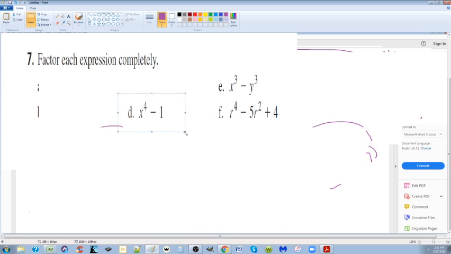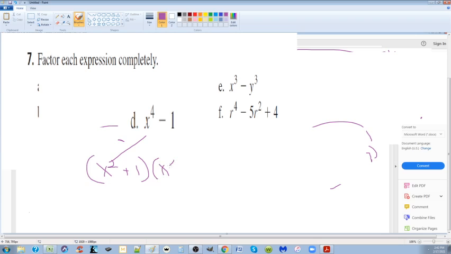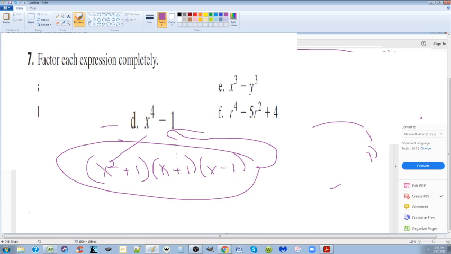Okay, and you might say, oh, that doesn't have anything. Yep, the square root of x to the 4 is x to the 2. So it's x to the 2 plus 1 times x to the 2 minus 1. And don't stop there, because we have another difference of two squares right there. So we're left with x plus 1, x minus 1. And boom, that's the factored version of that.